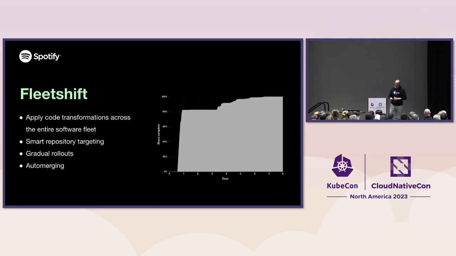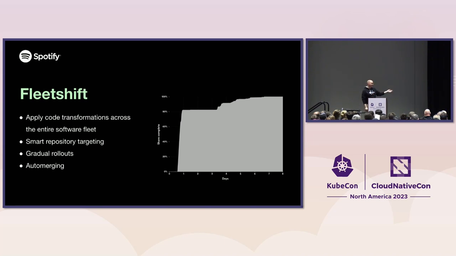And this has been a game changer for vulnerabilities. We can roll out security updates in a matter of days rather than weeks or months. This graph shows our rollout of the fix for the Log4j vulnerability from a little while ago. 80% of our services were patched on the first day. But it also relates to this talk. We can apply this power of Fleet Shift to our GitOps declarations.